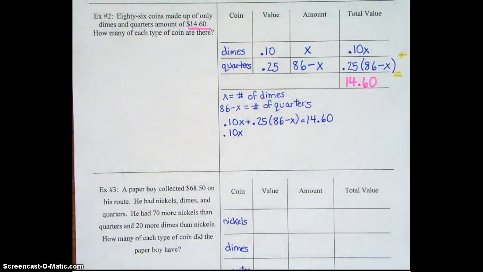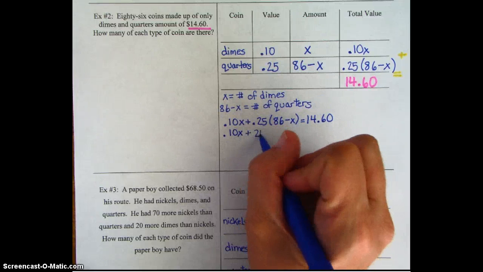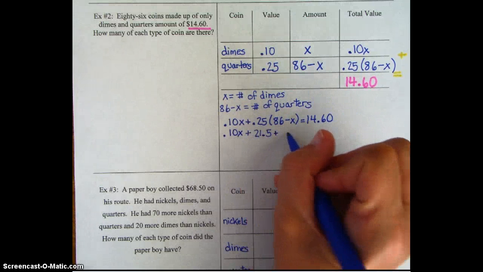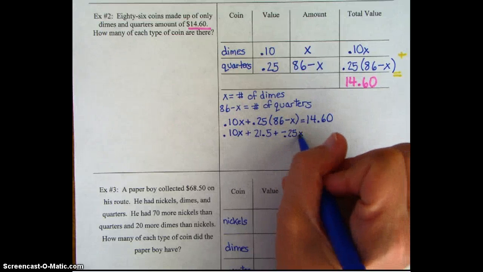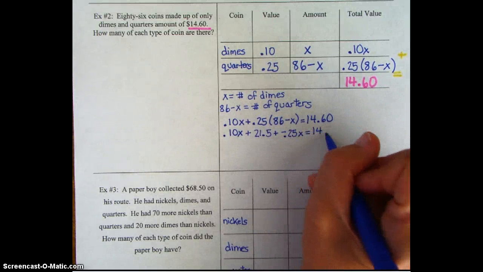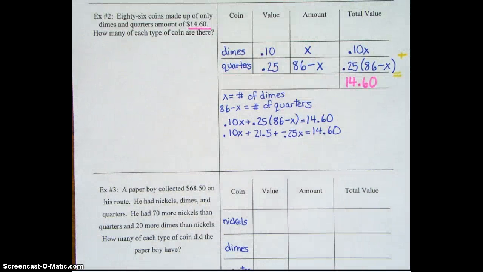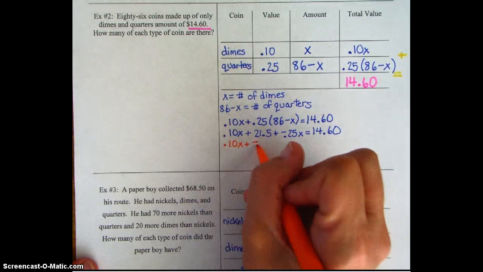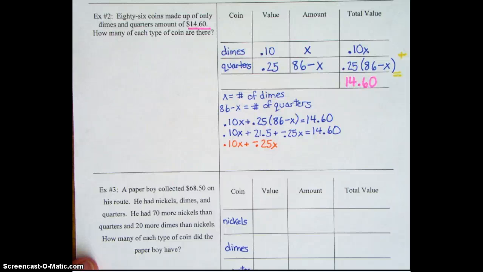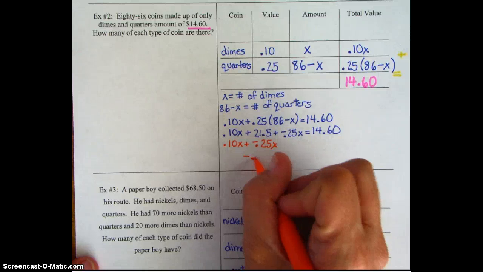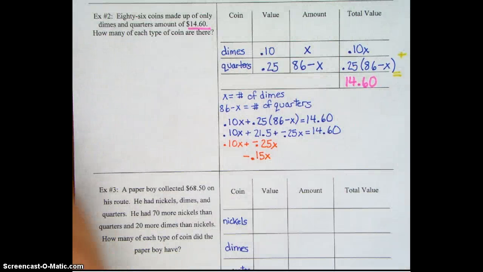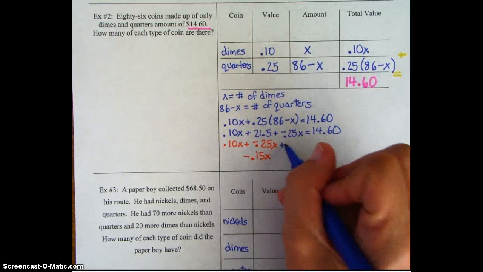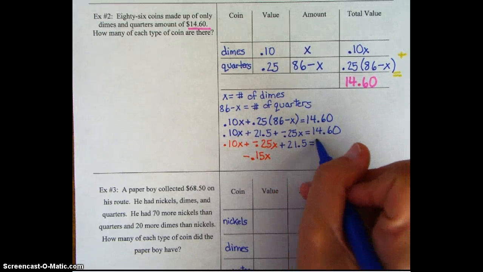By distributing the quarter into 86, we're going to get 21.5 plus a negative 0.25x. You don't need to change it to plus negative. I'm only doing that so that we can rearrange the like terms. If we put 0.10x together with negative 0.25x, that's going to give us a negative value, which makes students nervous, but it's going to be okay. This is going to give us negative 0.15x. Then we have plus 21.5 equals 1460.